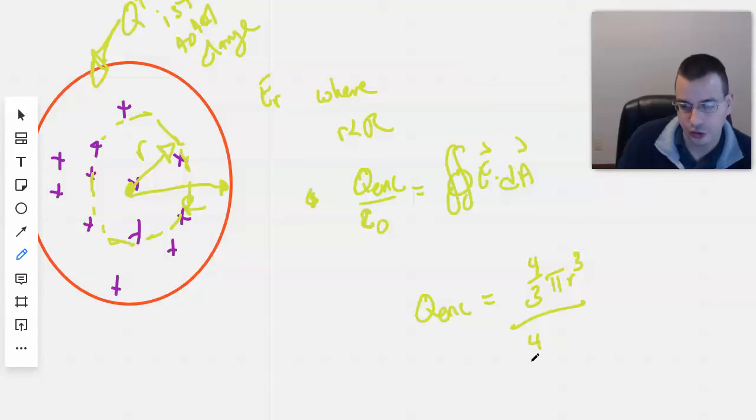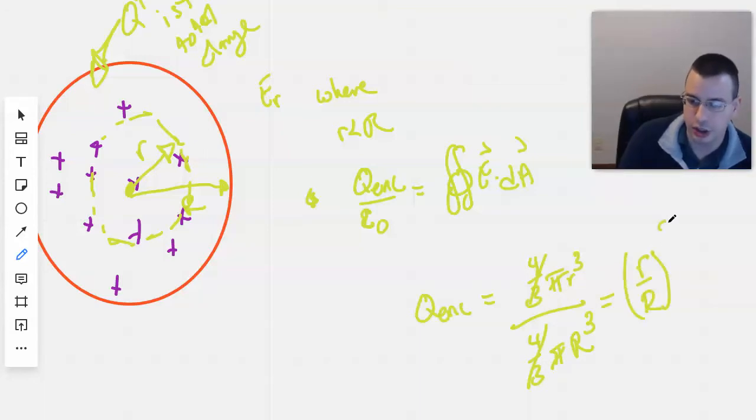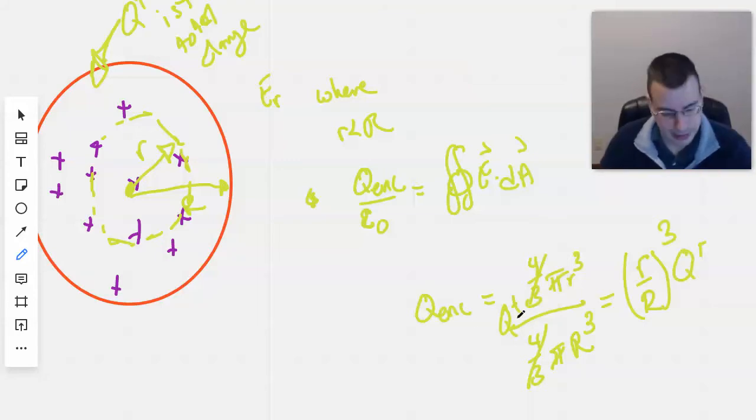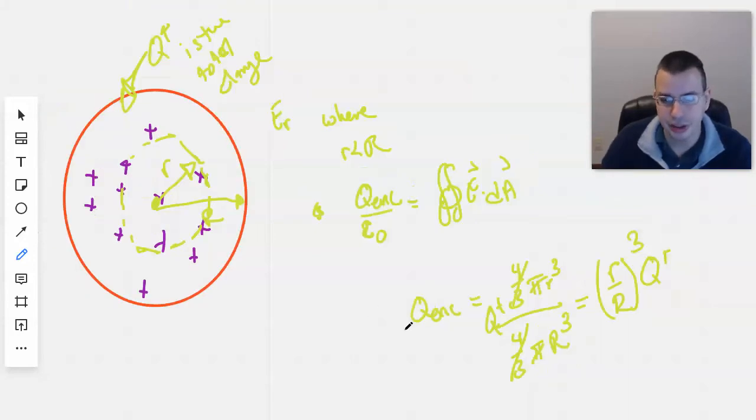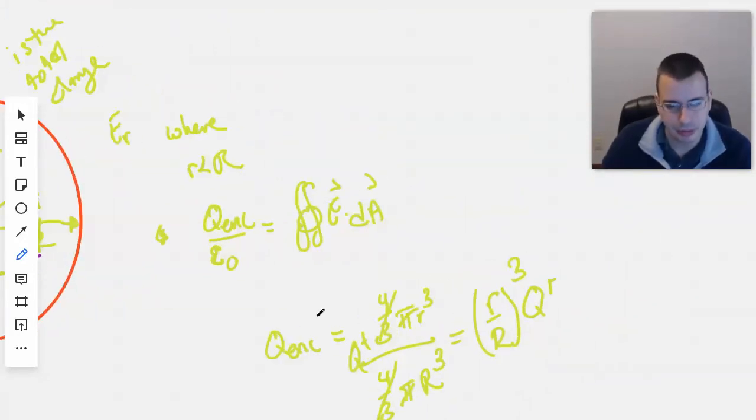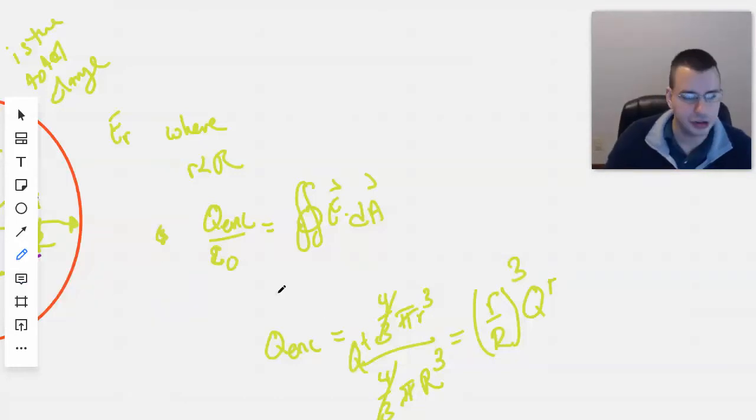So yes, 4/3 pi r cubed over 4/3 pi big R cubed. And you see that this cancels, that cancels, and you're left with little r cubed over big R cubed times whatever the big Q is. And so, let's see here. Yes, I'm agreeing with this so far.